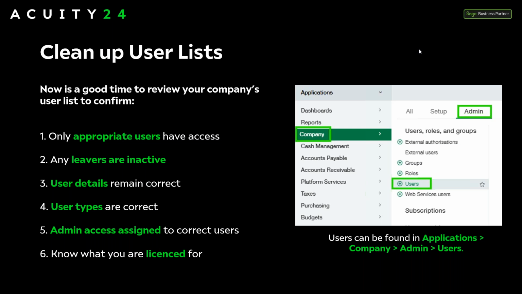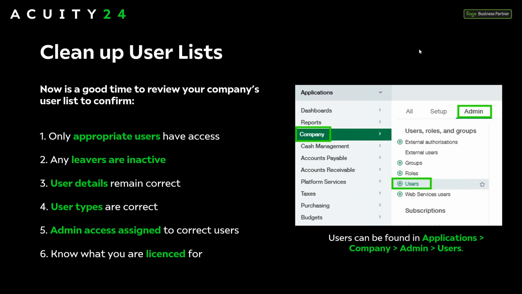Also check that they're set up as the correct user type. There are different types of licenses within the system: business users, employee users. So really just check that they've got the right license type, and also that you are using your subscribed license amounts. If you're unsure when creating new users what license types you have available, it's best to get in touch with us and we can let you know.